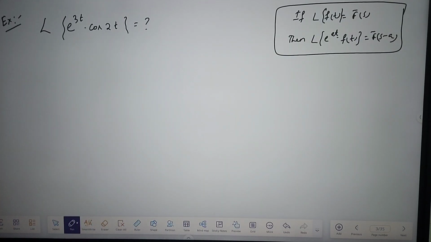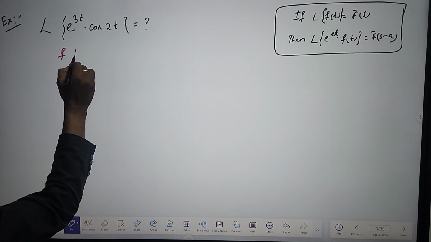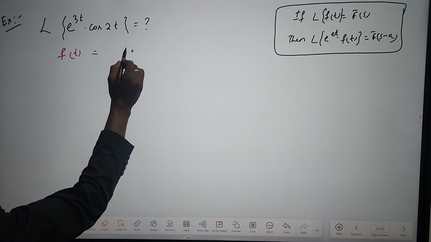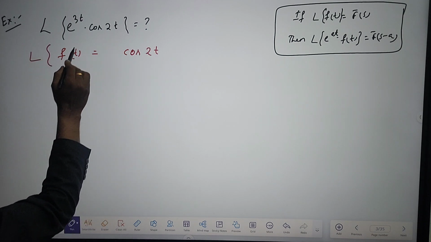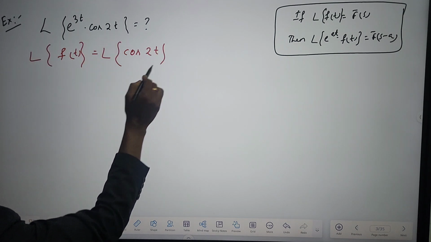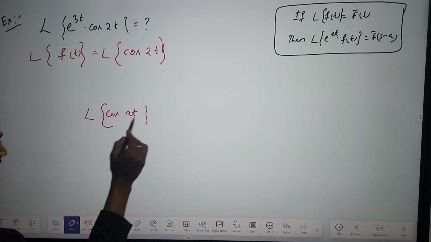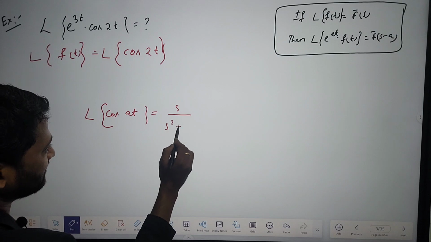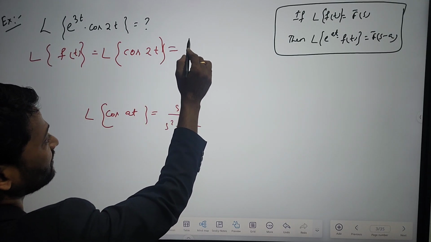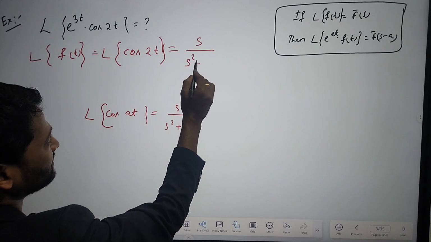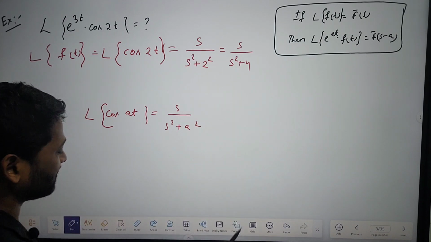Coming to question number 2, we'll find the Laplace of e to the power 3t into cos 2t. Here our function is cos 2t, so first we will take the Laplace of this function. What is the Laplace transform of cos at? It is s by s square plus a square. So Laplace of cos 2t will be s by s square plus 2 square, which is s by s square plus 4.